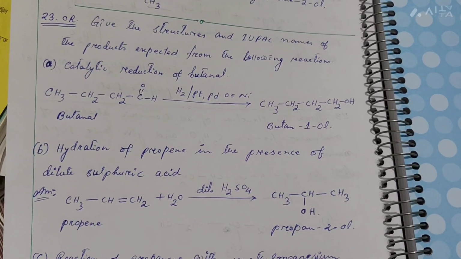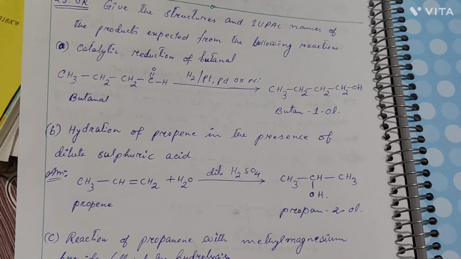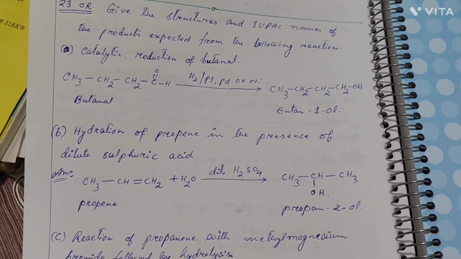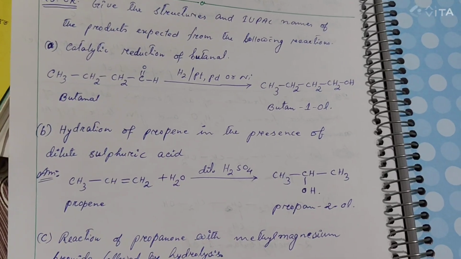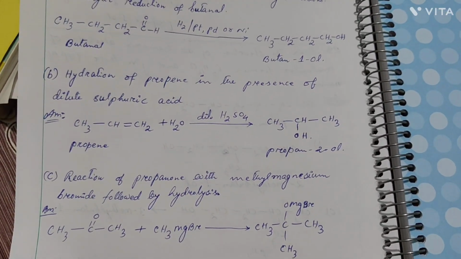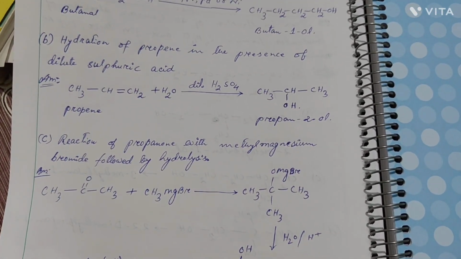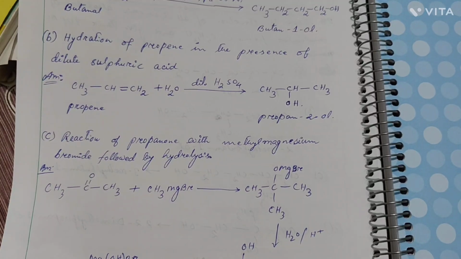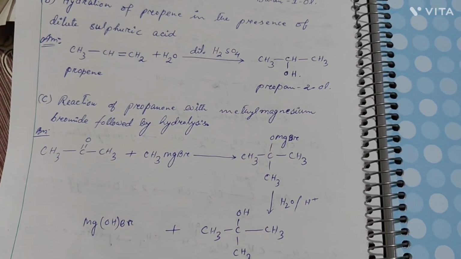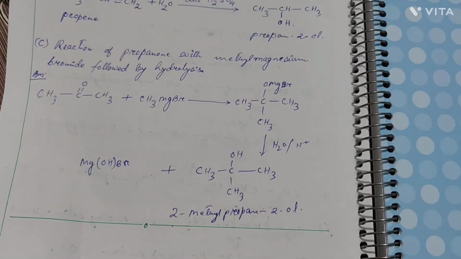Next, question number 23, or give the structures and IUPAC names of the products expected from the following reactions. Catalytic reduction of butanal. When butanal is reduced in presence of nickel or platinum or palladium, then butan-1-ol will form. Next, hydration of propene in presence of dilute sulfuric acid. Propene, add water, in presence of dilute sulfuric acid, what will form? Propan-2-ol will form.